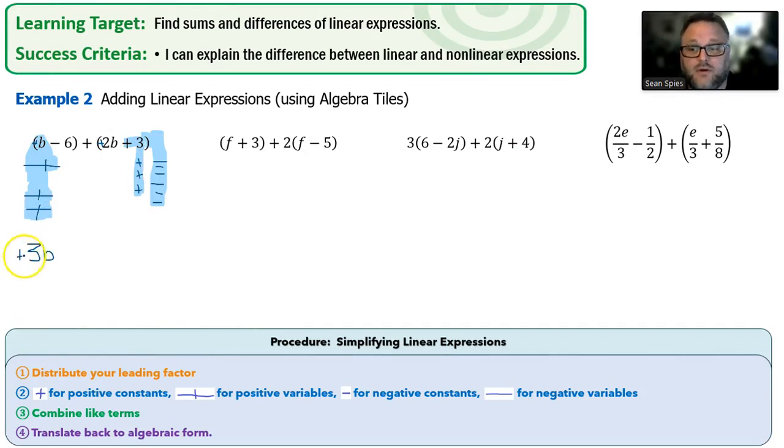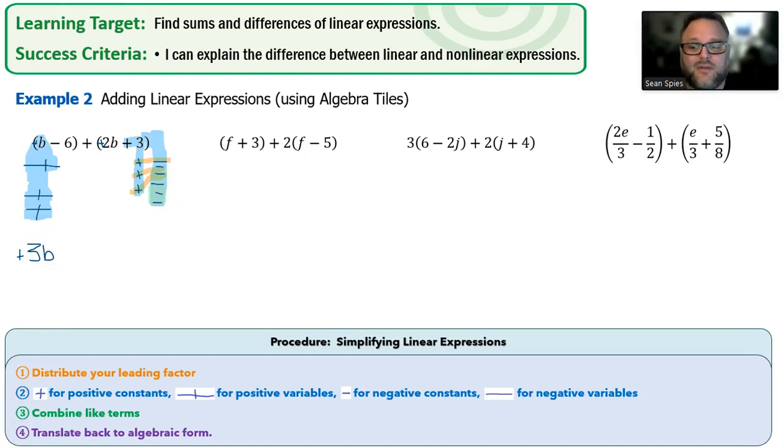Now, if I notice, I have 3 positive b's, indicated by the long pluses. I have 3 of them, and it started out as b, so it's got to end up as b. Then I need to remember my 0 pairs rule. That means for every positive and negative that match, they cancel each other. So if I go through and I cancel, now all I gotta do is look at what is left.